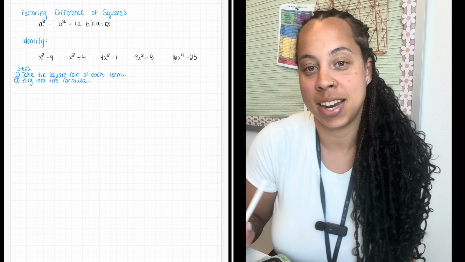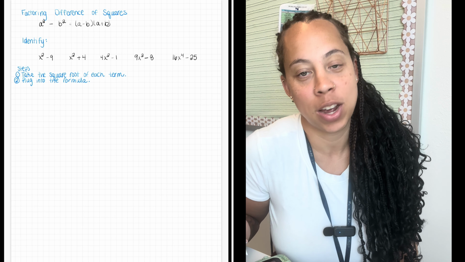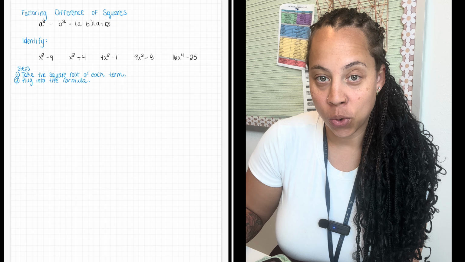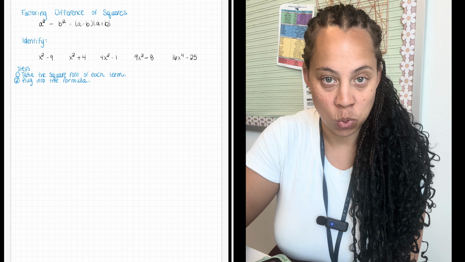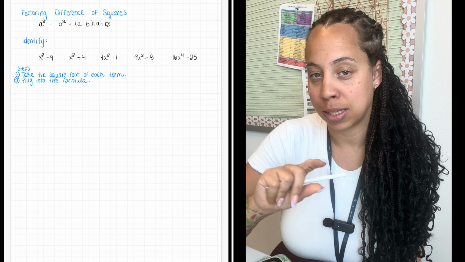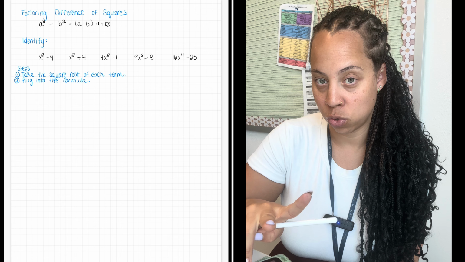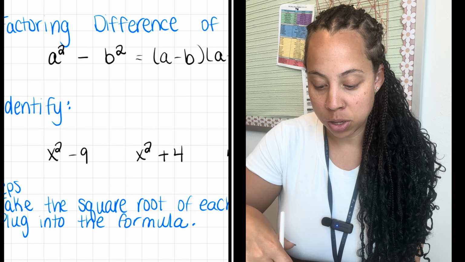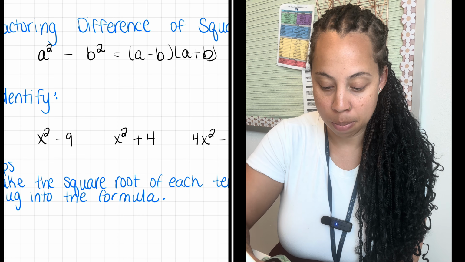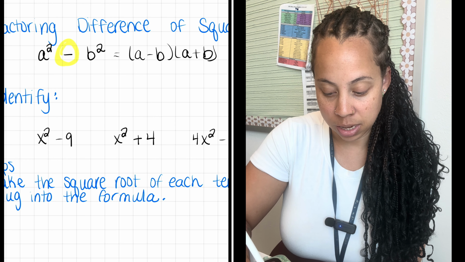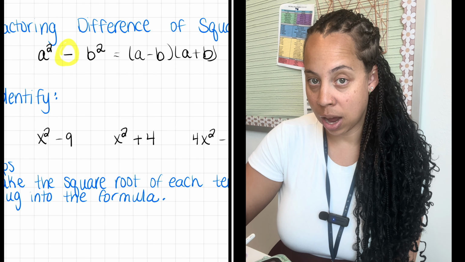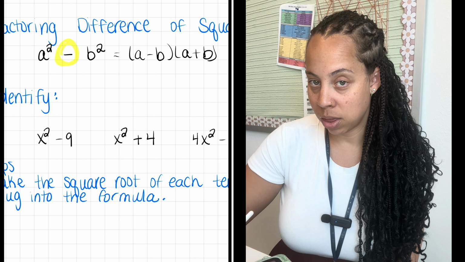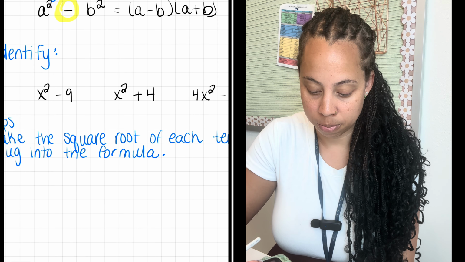Hey guys, today I'm going to go over how to factor polynomials using the difference of squares equation. In order to use the difference of squares, it has two things. It has the perfect squares for two variables, an a squared and a b squared, and then in between you have a minus sign. And this minus sign is very important. So if you have two perfect squares, a squared and b squared, and in between them you have a minus sign, you can use this formula.